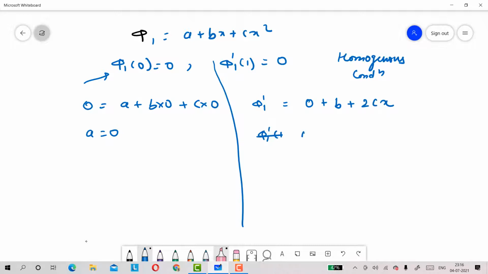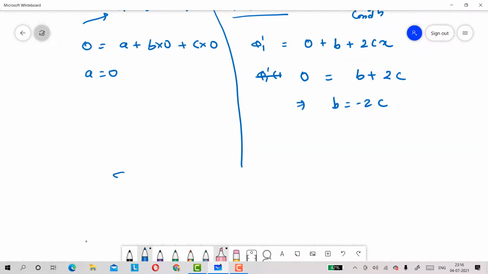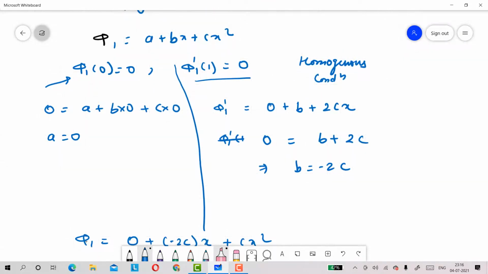On putting the value it will equal 0, because phi dash 1 equals 0. So 0 equals b plus 2c. This implies b equals minus 2c. So our equation will become phi 1 equals 0 plus minus 2c x plus cx square. What we did, we just put the values of a and b in this equation.